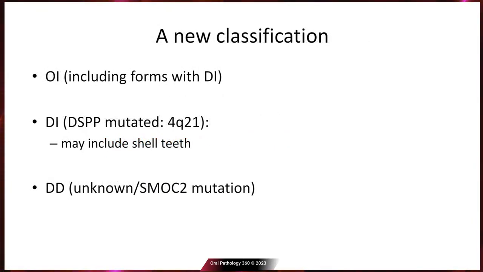And remember, we spoke last time about changing the classifications away from a phenotypic basis to a genetic basis. And this does bring a new classification of inherited abnormalities of dentine. So there are those related to osteogenesis imperfecta, some forms of OI have DI with it, some don't. Then there is what we would now call dentinogenesis imperfecta, and the defining feature of that is that there's a mutation in DSPP. And this includes a wide phenotype in terms of severity of the appearance of the teeth, which we shall see. And then there is what was formerly dentine dysplasia type 1, which we're now just calling dentine dysplasia, in which the genetic basis is unknown, although for a small number of these patients, a mutation in SMOC2 has been identified.